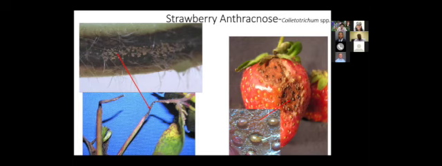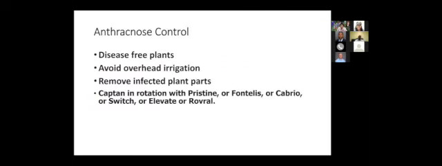You see over here where it's attacking a stem? Under magnification, you can see what it looks like, the fruiting bodies of the fungus on the stem. Disease-free plants, that can be almost impossible. Avoid overhead irrigation, remove infected plant parts, and cap down in rotation with Pristine or Fontelis or Cabrio or Switch or Elevate or Rovral.